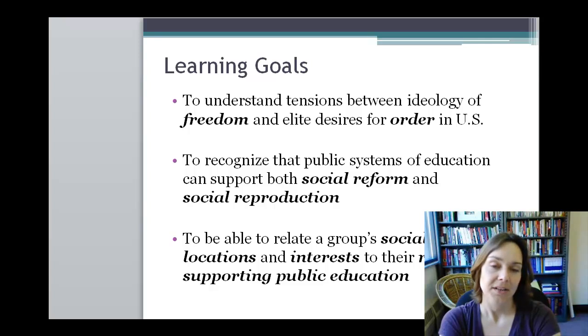And then the last part, which we've already kind of mentioned, is just to understand how people are located and how that influences the way in which they interpret liberal ideology and the way in which they want to engage with this idea of a system of public schools. Quite often, workers have a very different idea of what schools could be for than an industrialist does or a social reformer did. And all of these are due to the different interests and social locations that all of these people have.